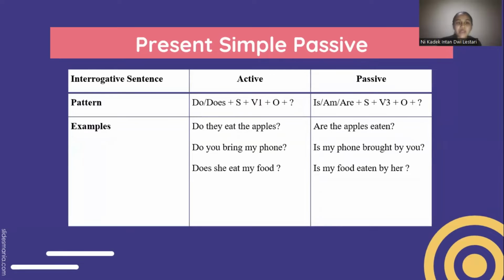And for interrogative sentences, I have different patterns. For active, the pattern is do or does plus subject plus verb 1 plus object plus interrogative mark. And then for passive voice, the pattern is to be plus subject plus verb 3 plus object plus interrogative mark. For the examples: Do they eat the apples? Are the apples eaten? Do you bring my phone? Is my phone brought by you? Does she eat my food? Is my food eaten by her?